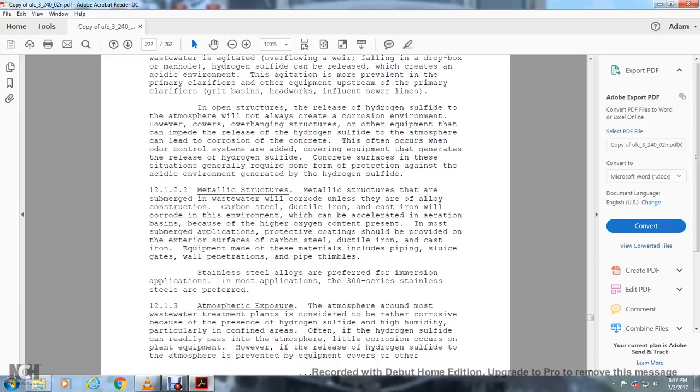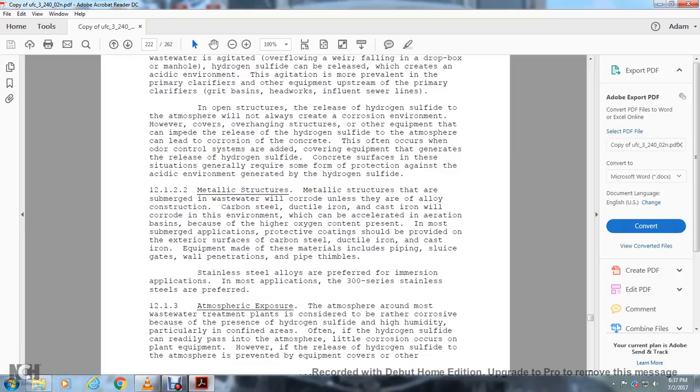12.1.2.2 Metallic structures. Metallic structures that are submerged in wastewater will corrode unless they are of alloy construction. Carbon steel, ductile iron, and cast iron will corrode in this environment, which can be accelerated in aeration basins because of the higher oxygen content present in most submerged applications. Protective coatings should be provided on the exterior surface of carbon steel, ductile iron, or cast iron.